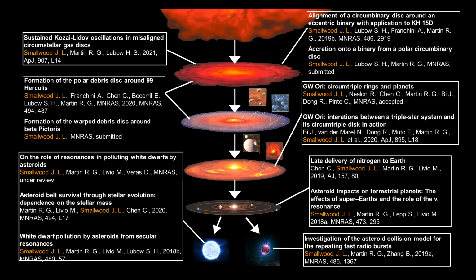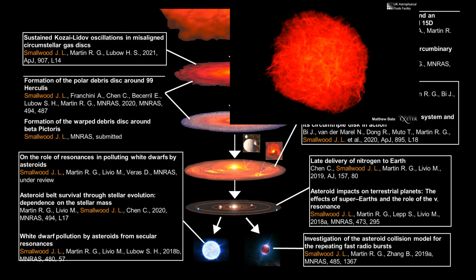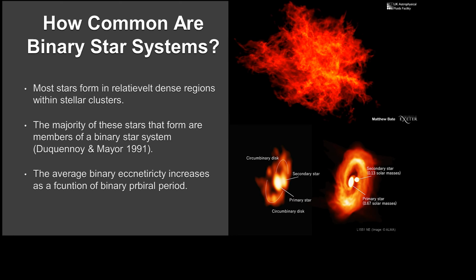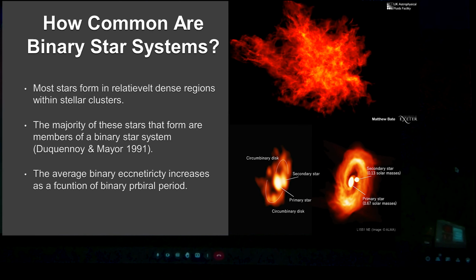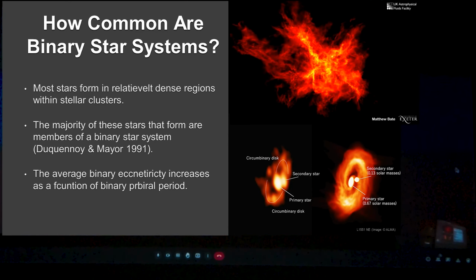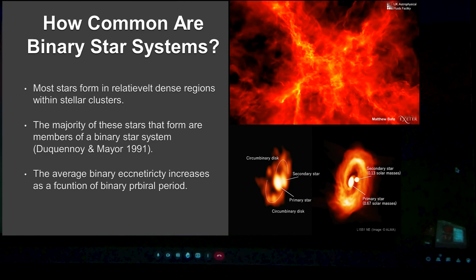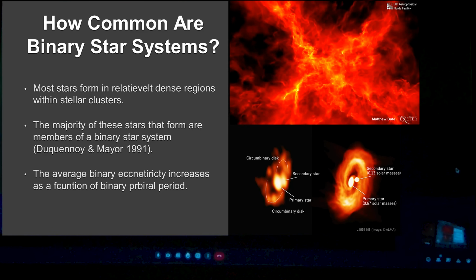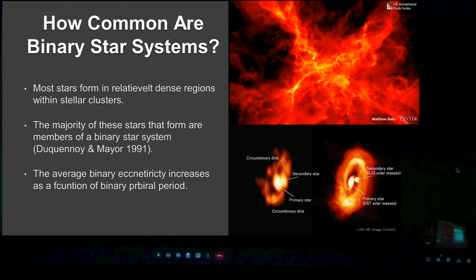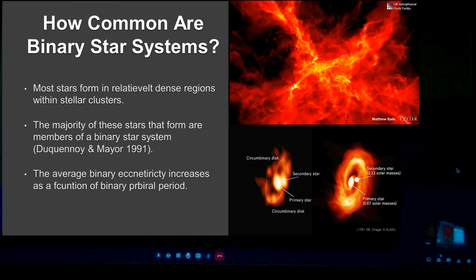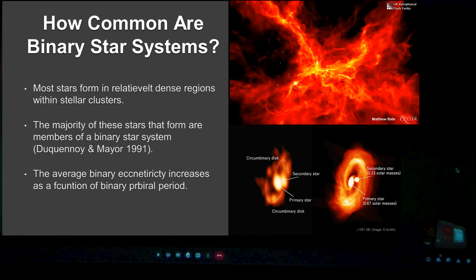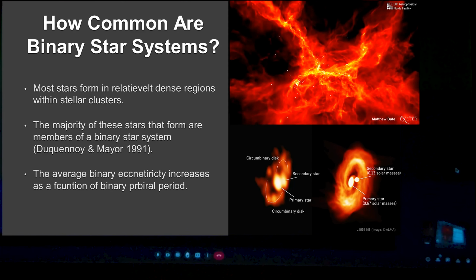So how common are binary systems? Like I said before, most stars form in relatively dense regions within stellar clusters. You can see this movie in the top right by Matthew Bate. You start with this giant cloud, it will collapse, and the higher density regions are the lighter colors, and eventually you'll see that stars begin to form within these high density regions, shown by the light dots. You can see that these clouds can form an enormous amount of stars. Again, some of these stars will be bound to another star and form a binary star system, or even a higher order star system.